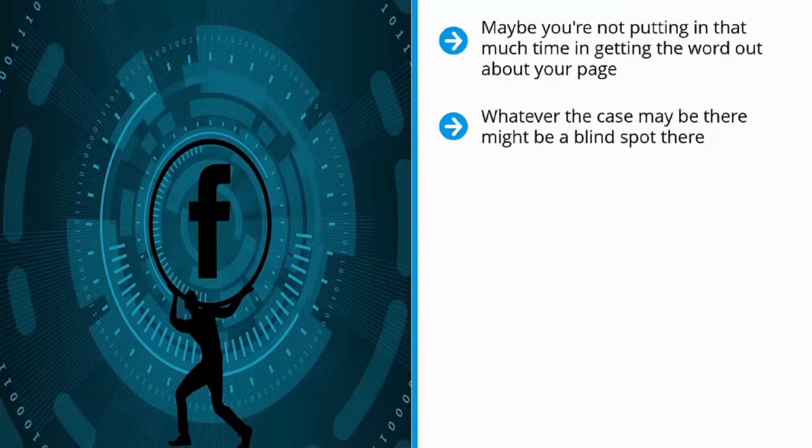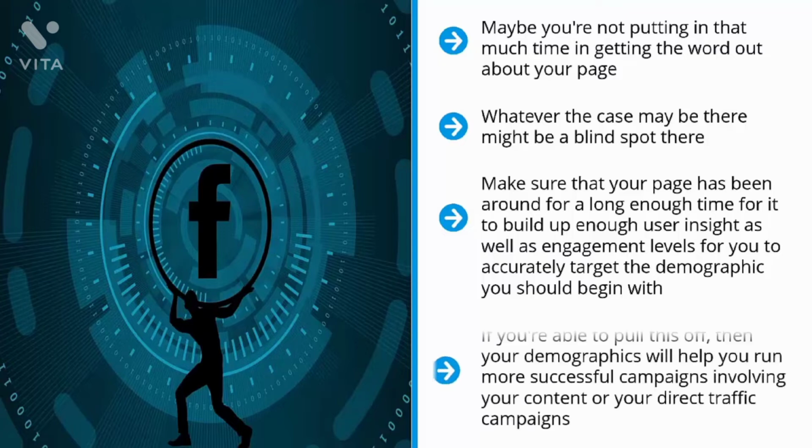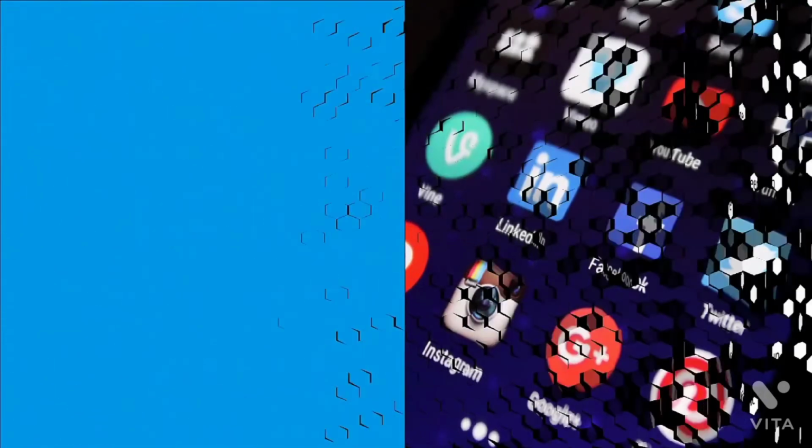This is why I suggest that at least at a minimal level, engage in some sort of paid page boost campaign. Make sure your page is mature enough before you launch a paid page boost campaign. Make sure that your page has been around for a long enough time for it to build up enough user insight as well as engagement levels for you to accurately target the demographic you should begin with. This is important. If you're able to pull this off, then your demographics will help you run more successful campaigns involving your content or your direct traffic campaigns. These are campaigns that direct traffic from Facebook directly to your target website. You're going to do that primarily using a lookalike audience campaign.